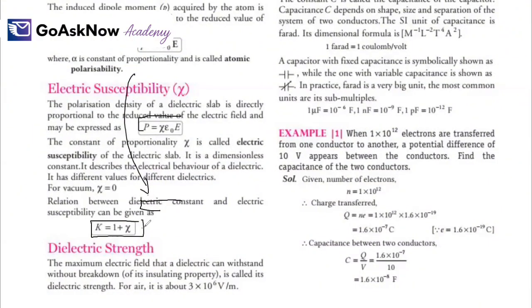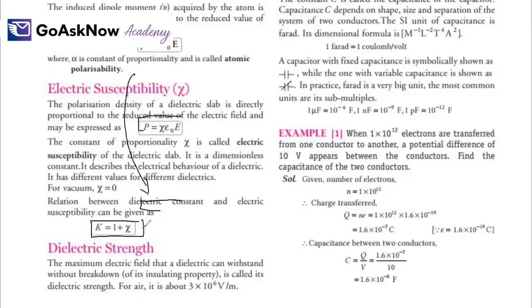Dielectric strength. Another term is dielectric strength. It is the maximum electric field that a dielectric can withstand without breakdown of its insulating property. Suppose I apply an external electric field, and the dielectric does not lose its insulating property. If you increase the external electric field very much, then it can lose its insulating property and become a semiconductor or conductor material.